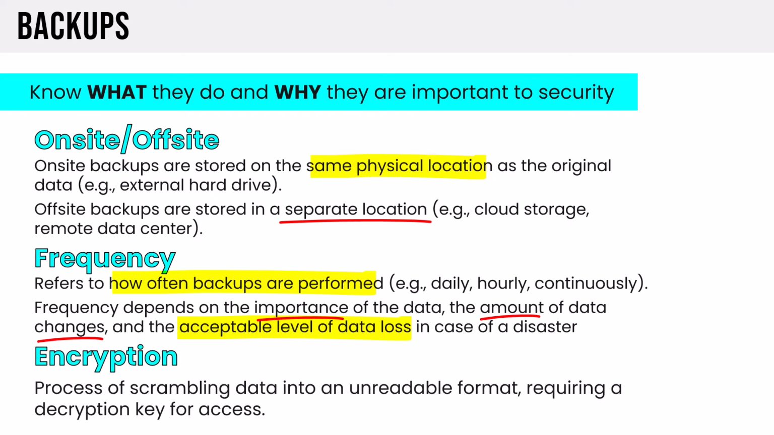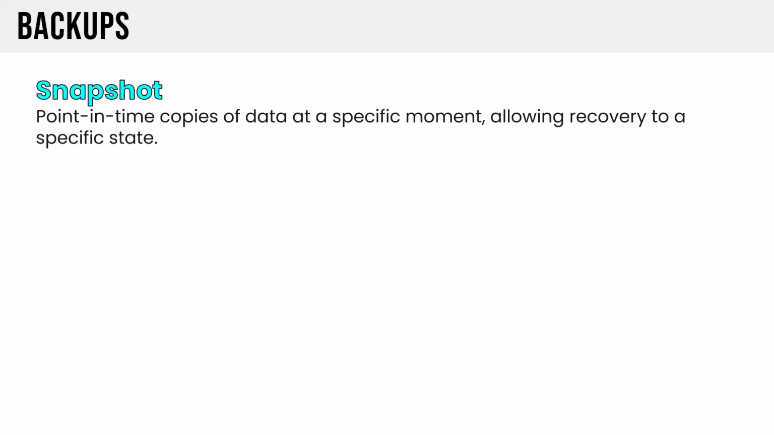Next we have encryption. So this is the process of scrambling data into an unreadable format requiring a decryption key for access. Sensitive backups should not be left in a plain text format. They should not be plain text human readable. Next we have the snapshot. These are point-in-time copies of data at a specific moment, allowing recovery to a specific state. Snapshots are very common with VMs and with high-end storage area networks.